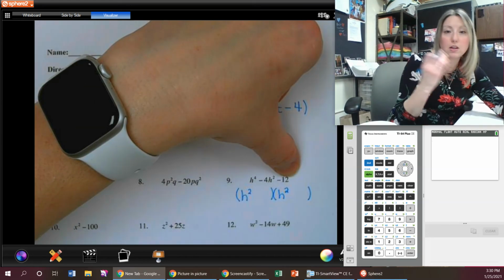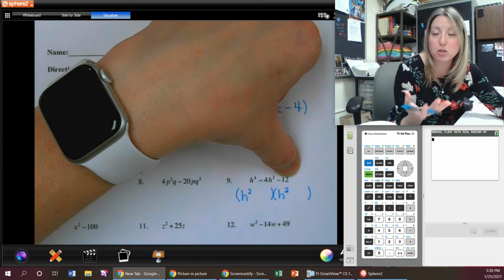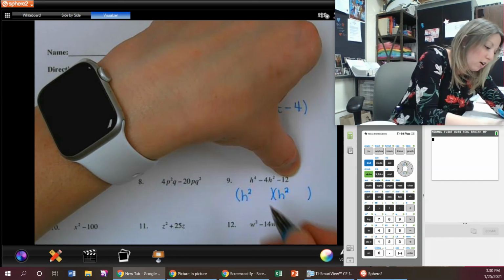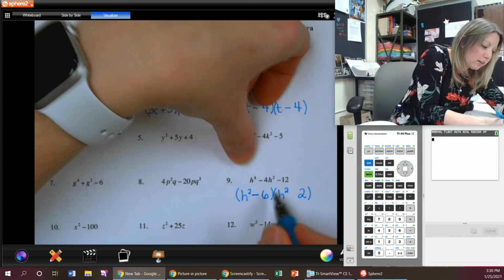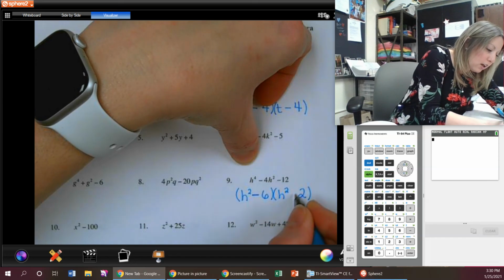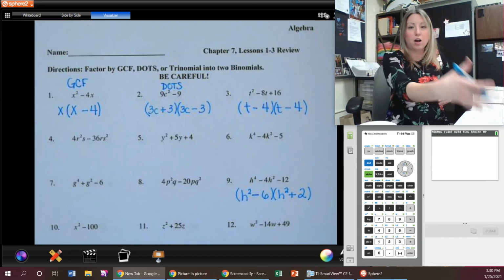Now we still do the same consideration. What times what gives me 12, but subtracts to give me 4? It's 6 and 2. The bigger factor always has the same sign as the middle, and since the middle term is negative, that leaves me with a positive 2 there.